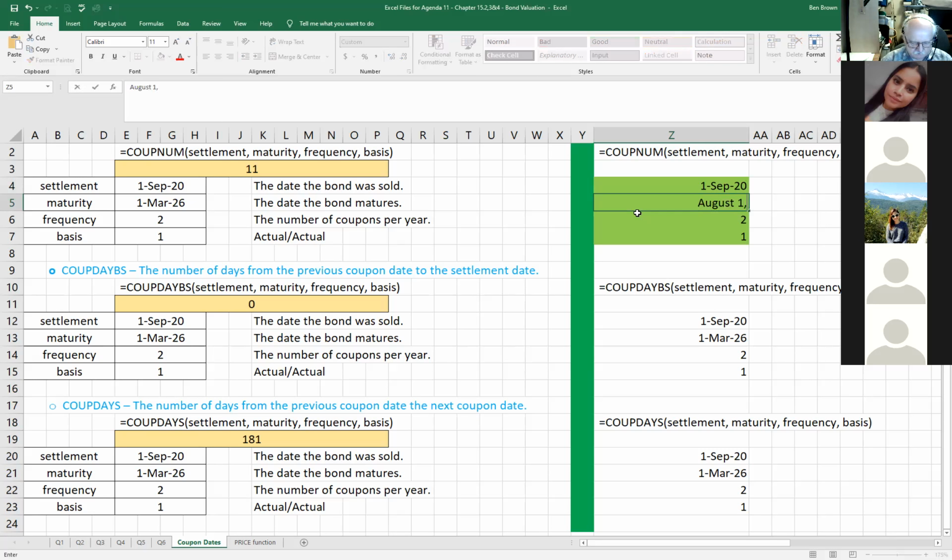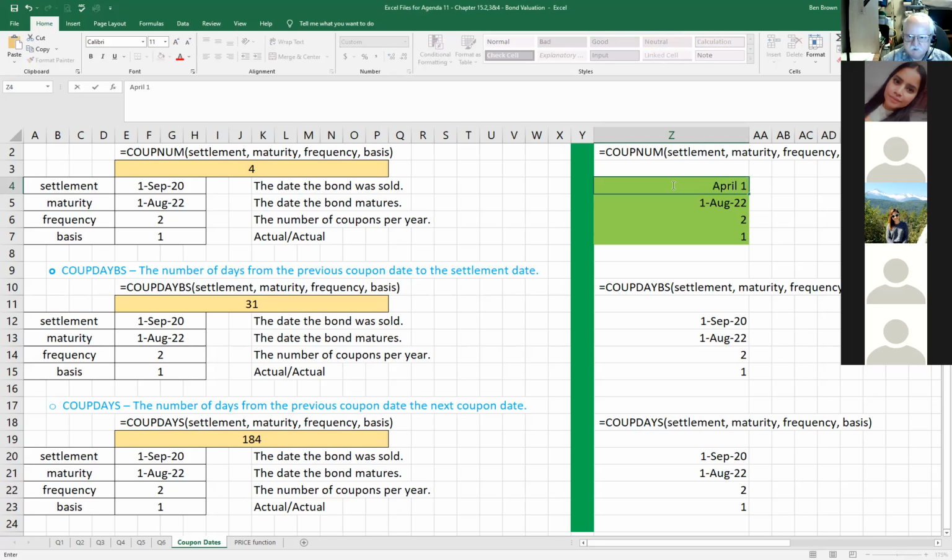August 1st, 2022. And what is the purchase price of the bond on April 17th? So on April 17th is the settlement date. We're going to put that in here.